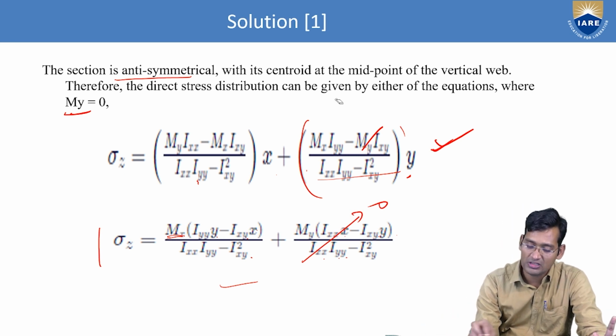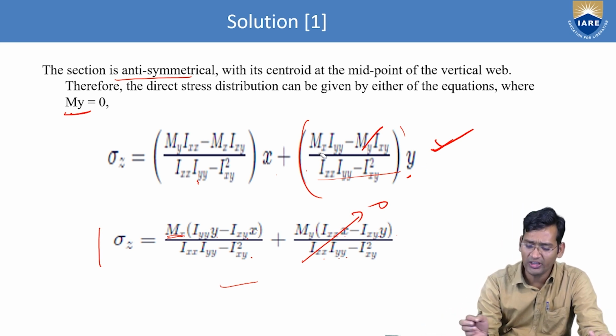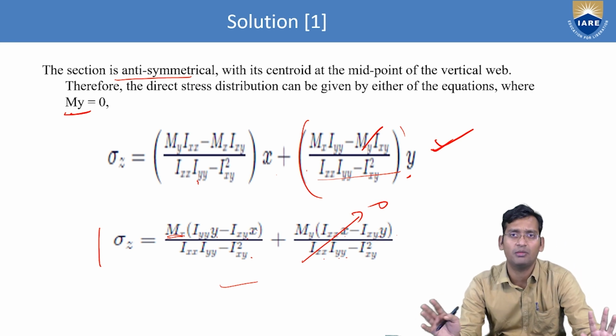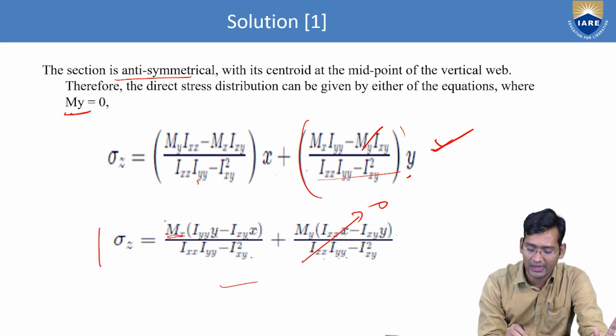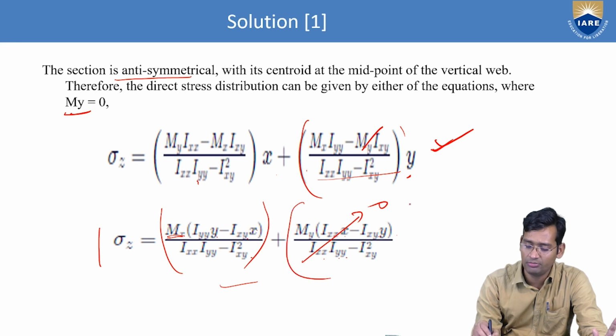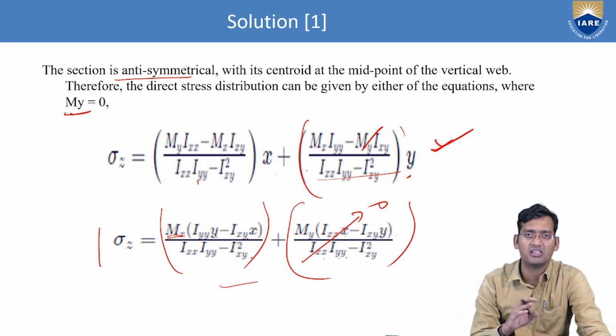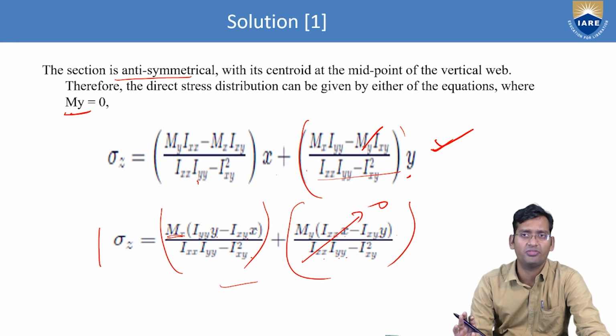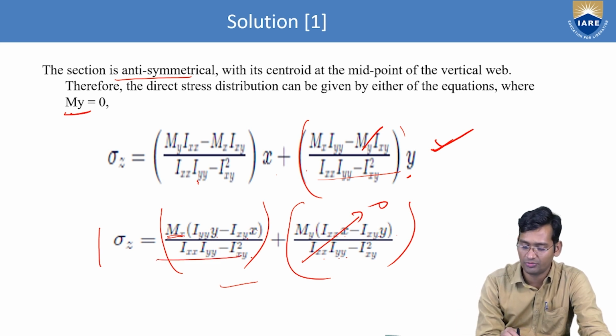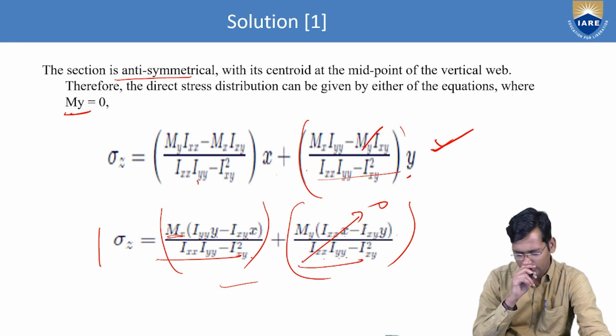Now here first expand, okay, and take the Mx term one side and the My term one side. So after expanding and taking the Mx term one side, the My term one side, collect the My term and Mx term, and then take common Mx and My. So after taking common Mx from here and My from here, this is the equation.